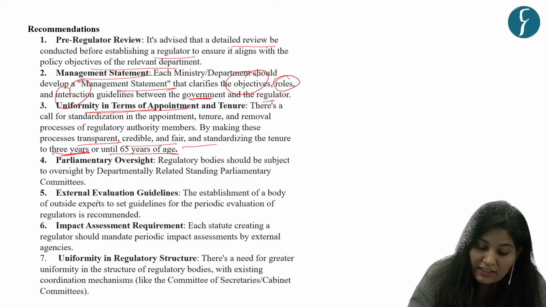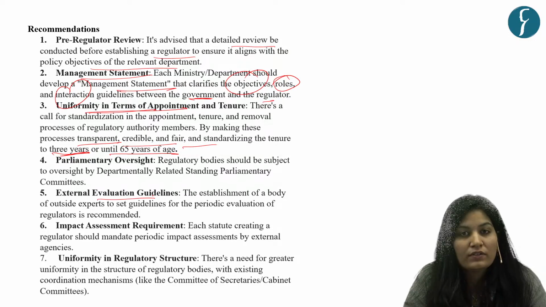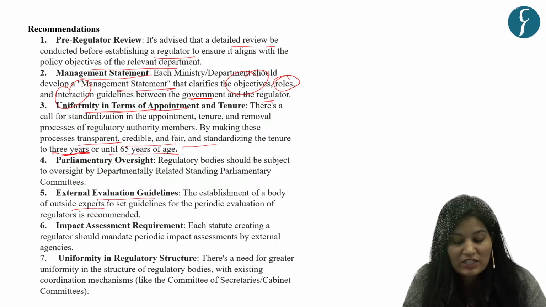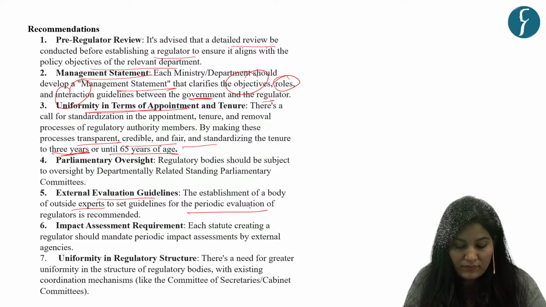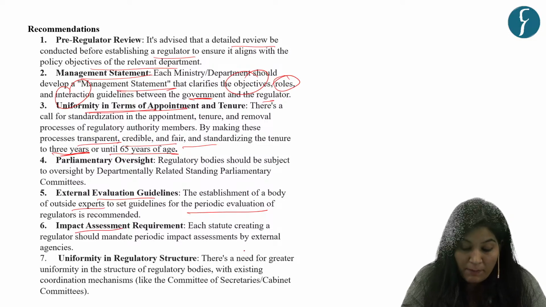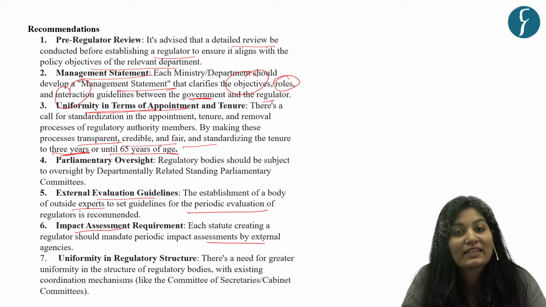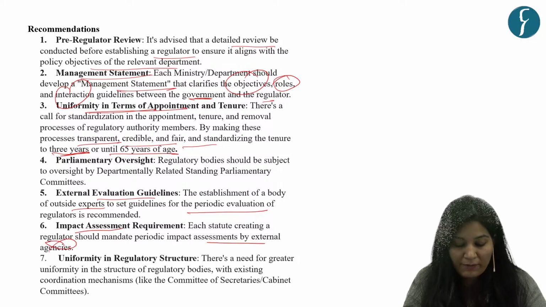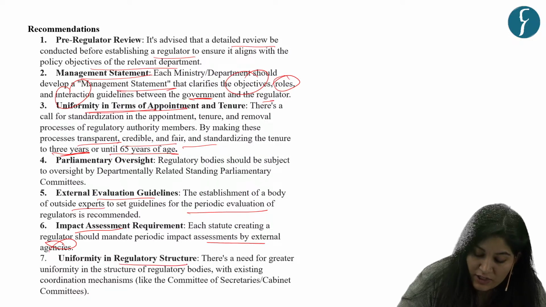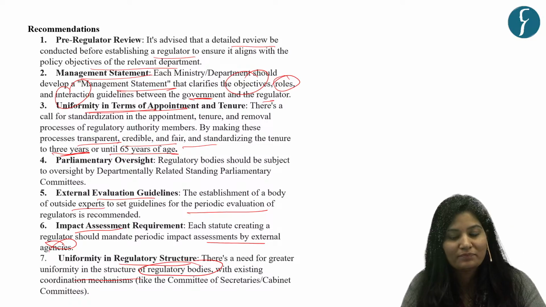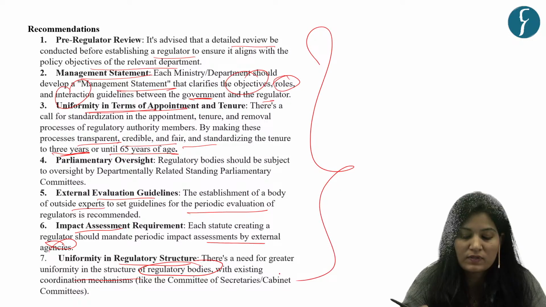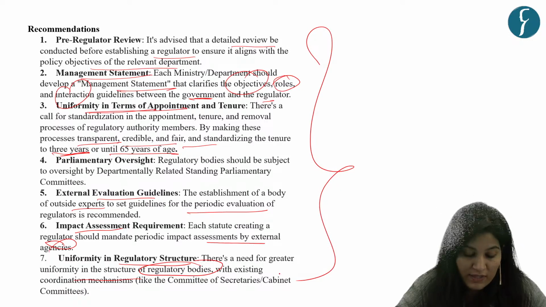Then external evaluation guideline. There should be a body of external experts for the periodic evaluation of regulators. Then to have impact assessment by external agencies. Then uniformity in regulatory structure. There is need for greater uniformity in the structure of regulatory bodies. So these are the different way outs with respect to regulatory bodies.